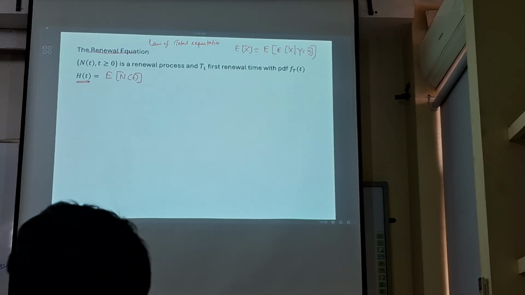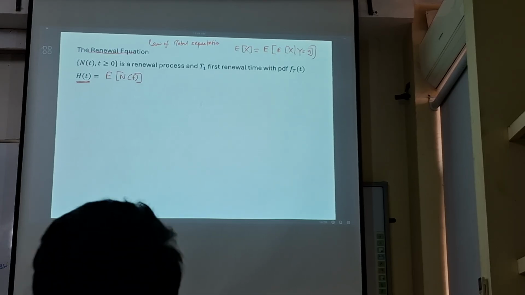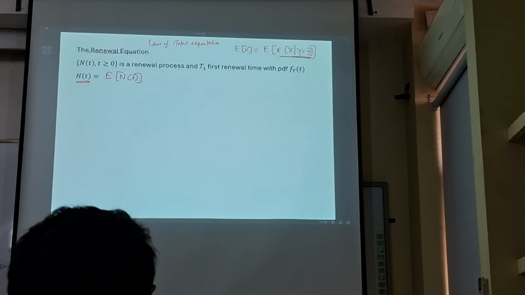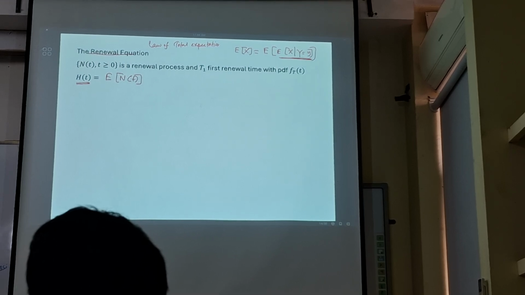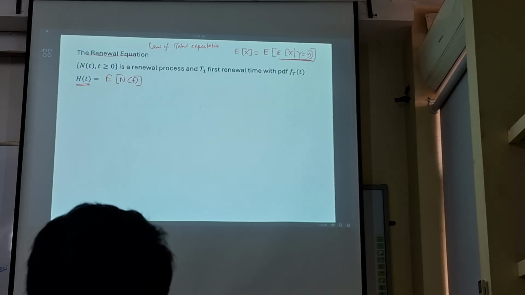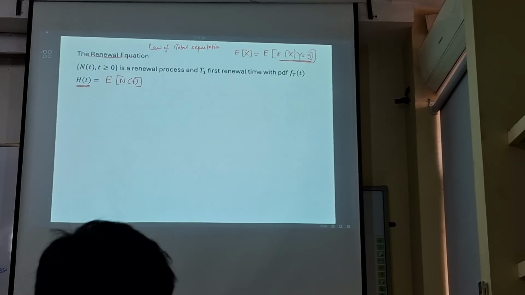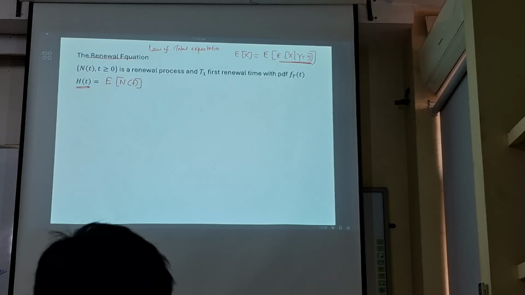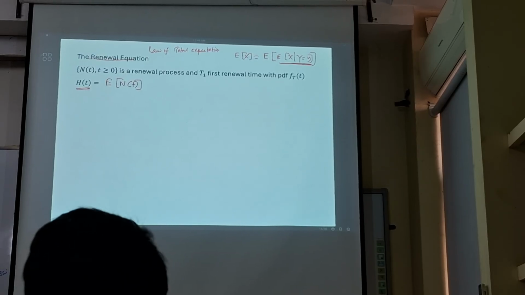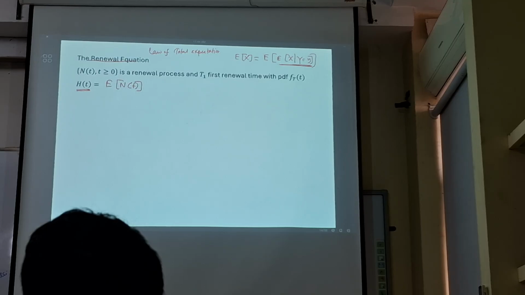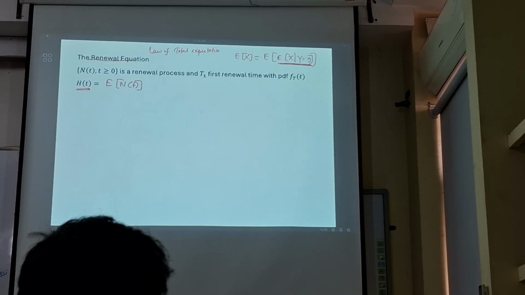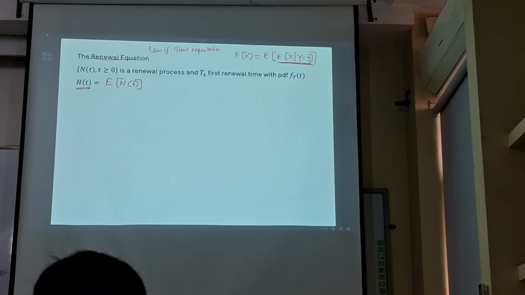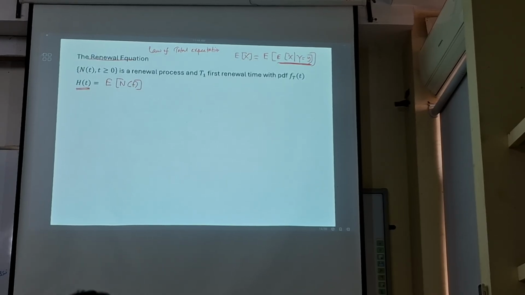So the total expected value of a random variable X can be calculated by considering the conditional expectation of X conditioned on a value of Y. In general, an expected value is a constant, but the conditional expected value is not a constant. As Y changes, the expected value changes. That's why the conditional expected value is also random.